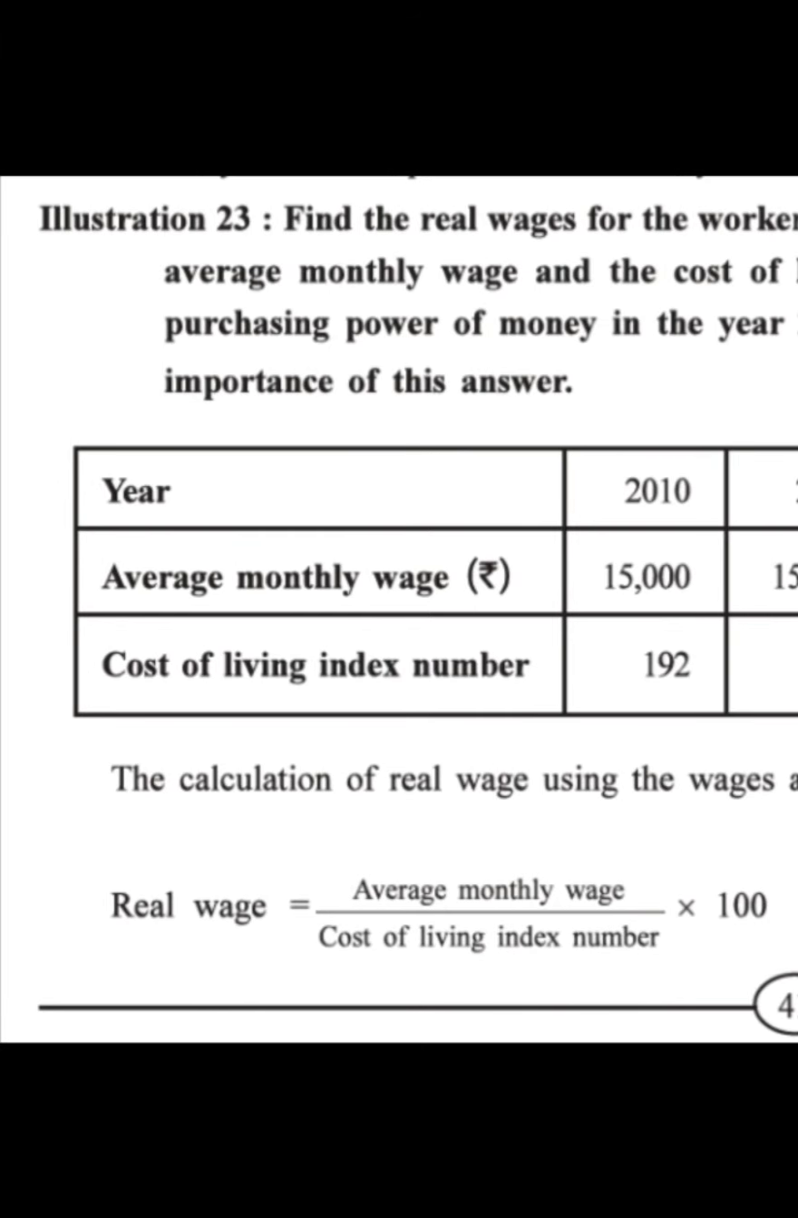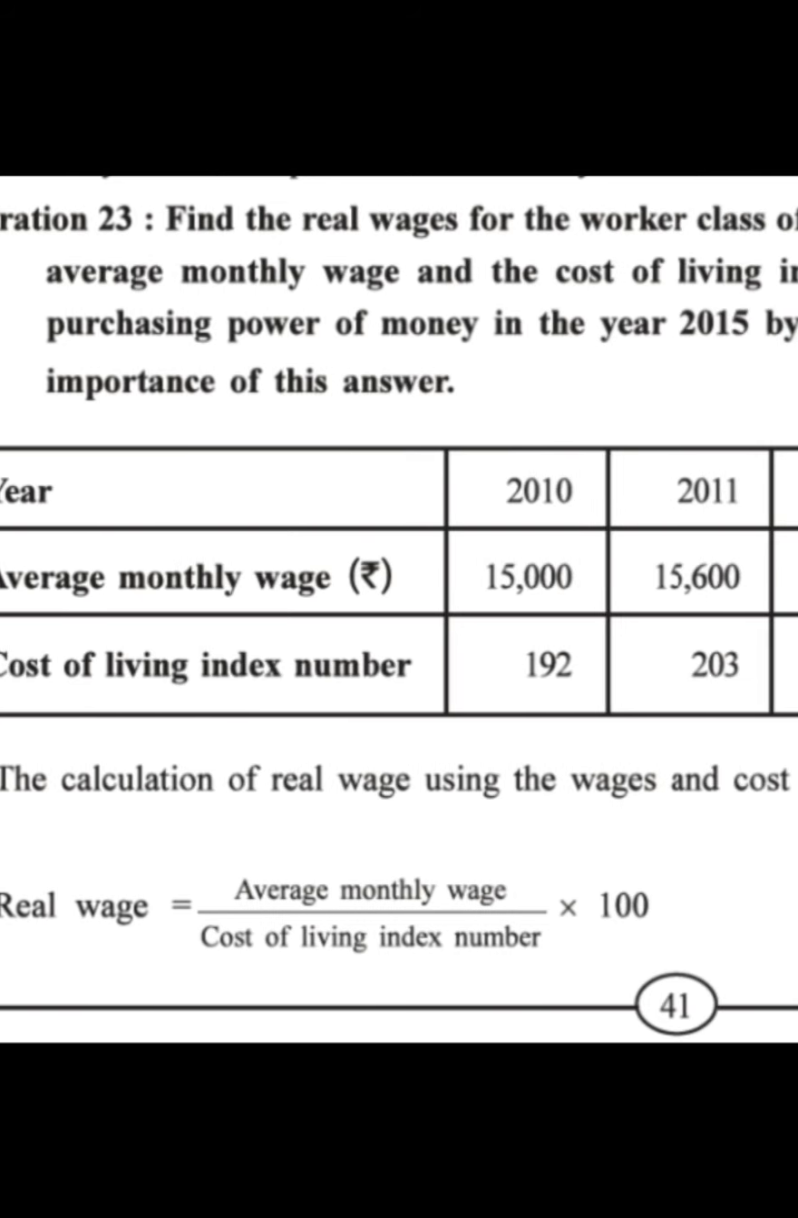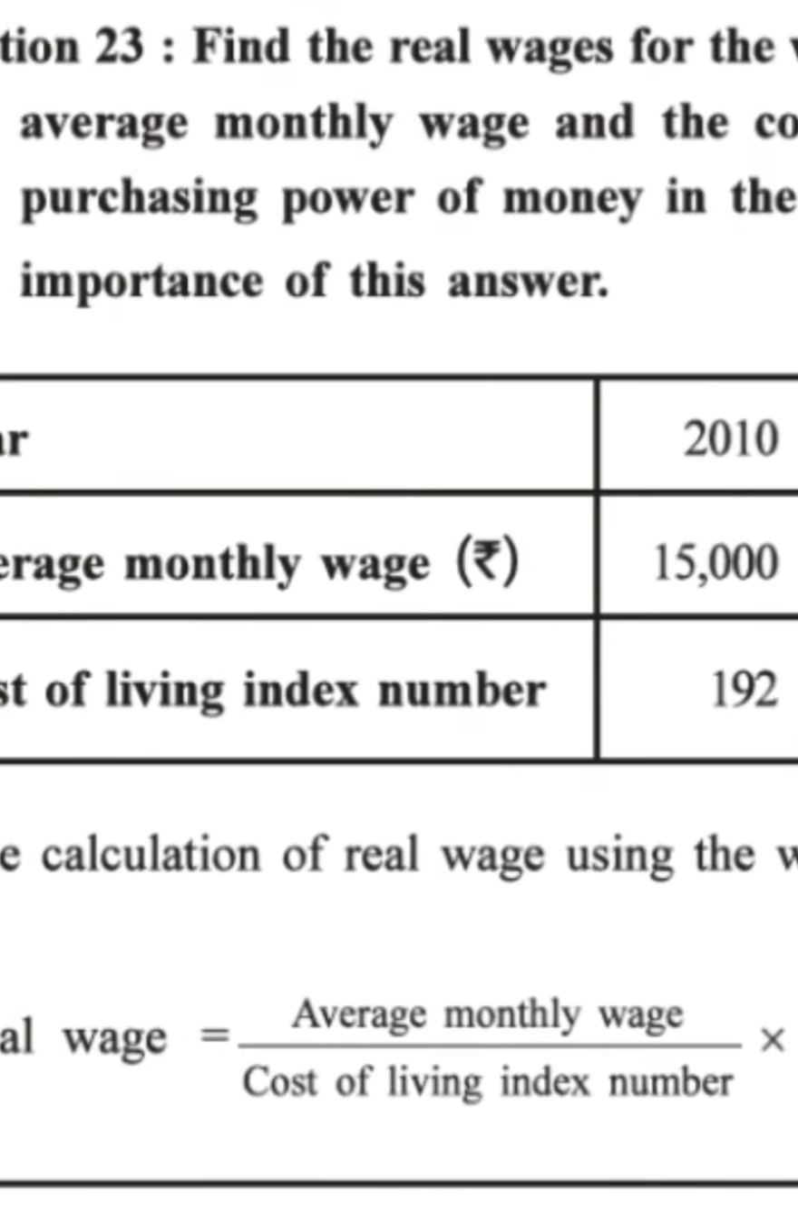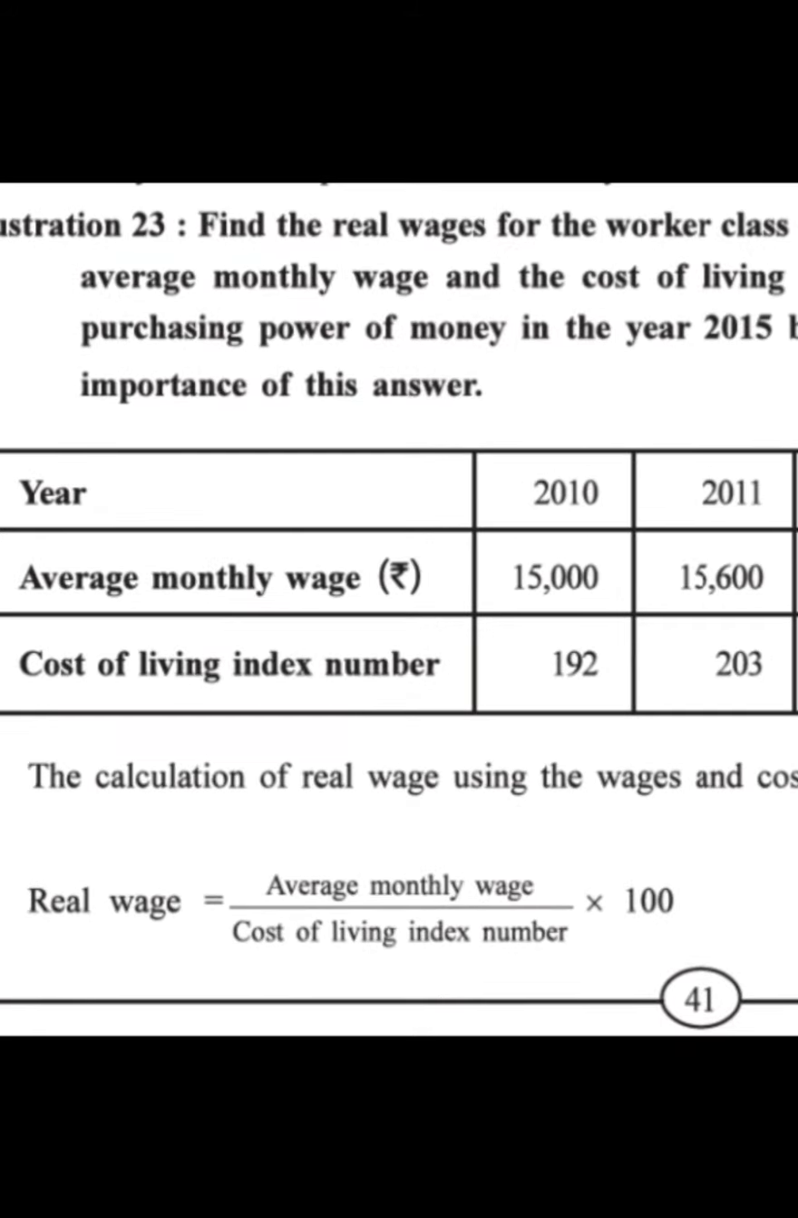They have given us the year, the average monthly wage, and the cost of living index number. So there is a formula to find the real wage. The formula is: real wage is equal to average monthly wage upon the cost of living index number into 100. I repeat, it's average monthly wage upon the cost of living index number into 100.